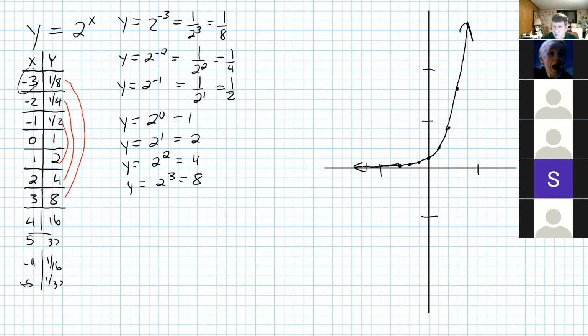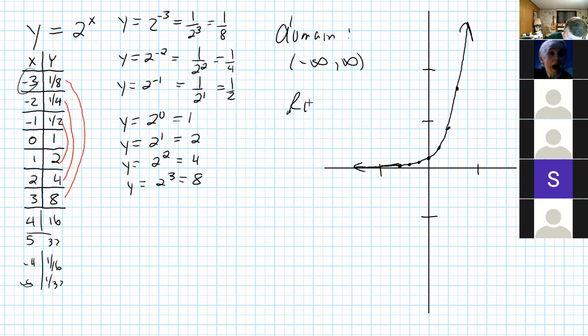So it's not really going to look like a parabola at all. All right. Now, let's talk about some features of this equation. The domain would be all real numbers, because going to the left, we could take 2 to the -12 bazillion power. Okay, we get something very, very, very small.